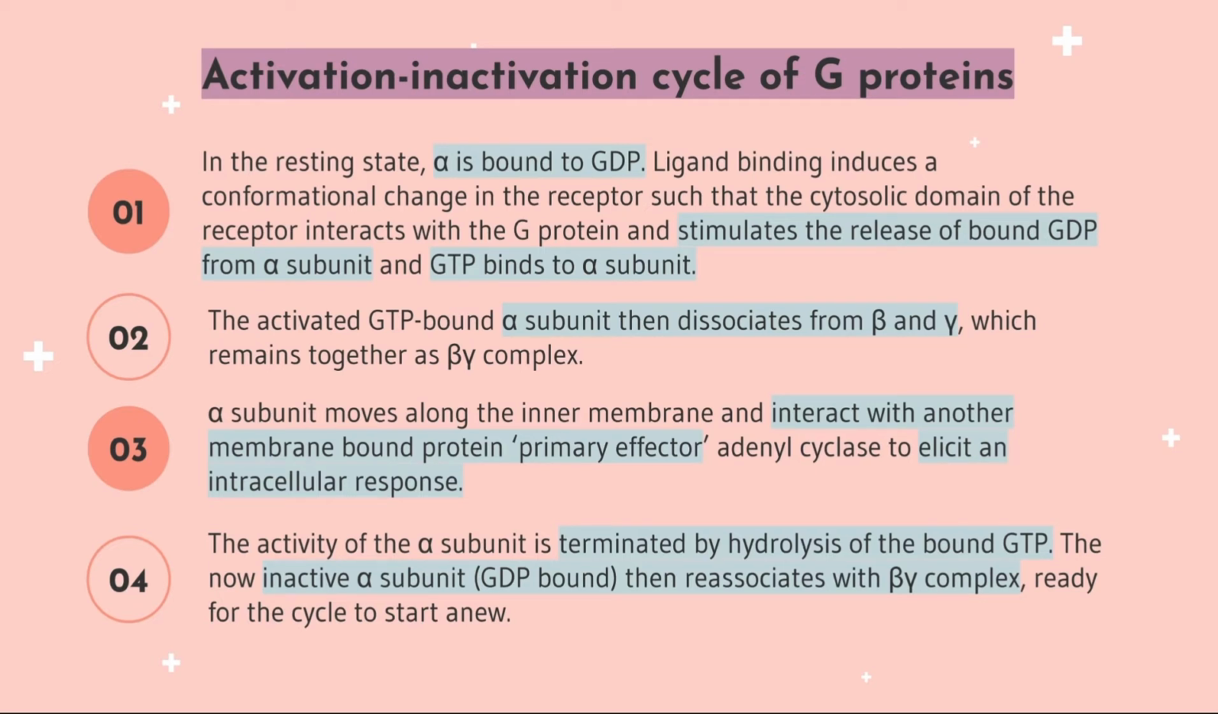The activated GTP-bound alpha subunit then dissociates from beta and gamma, which remain together as the beta-gamma complex. The alpha subunit moves along the inner membrane and interacts with another membrane-bound protein, the primary effector, adenyl cyclase, to elicit an intracellular response. The activity of the alpha subunit is terminated by hydrolysis of the bound GTP. The now inactive alpha subunit then reassociates with the beta-gamma complex, ready for the cycle to start anew.